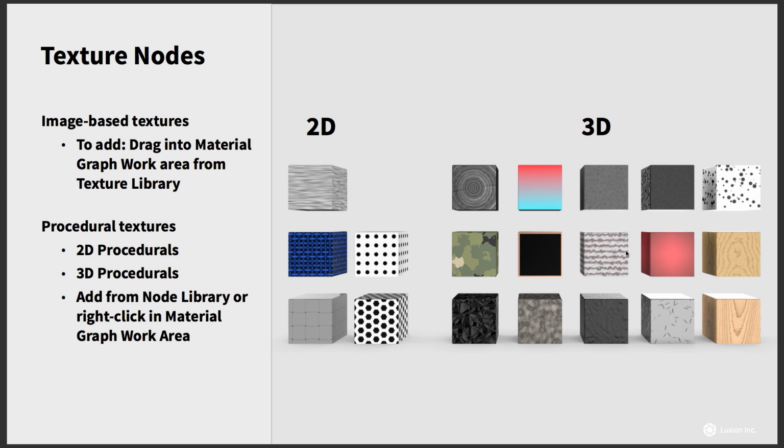Texture nodes, those are the second type of nodes we want to look at. They can be either image-based or they can be procedural. KeyShot's image-based textures have been around for a long time, and those are found in the material library. So you can just drag those from the texture library into your work area in the material graph, and then you can plug them into other materials. Procedural textures, however, you can grab from the node library, or you can grab them from the right-click menu within the material graph work area. So again, you might use textures to modify certain attributes of your material.